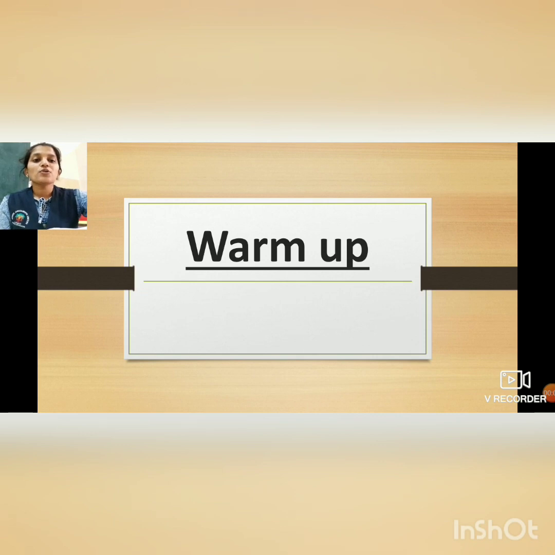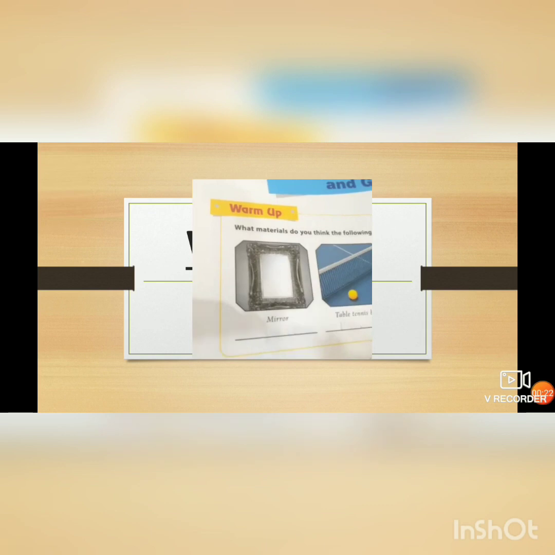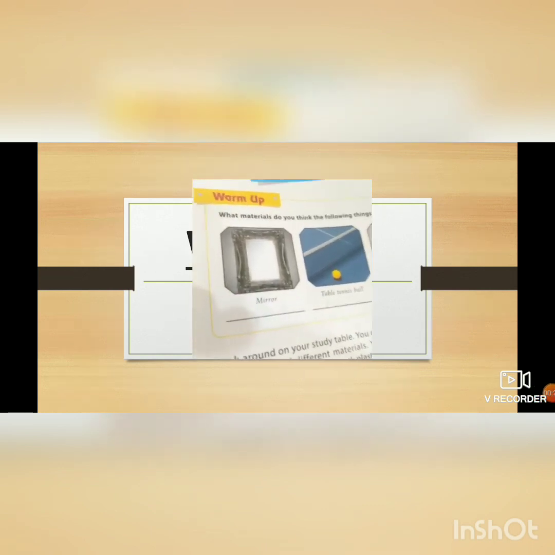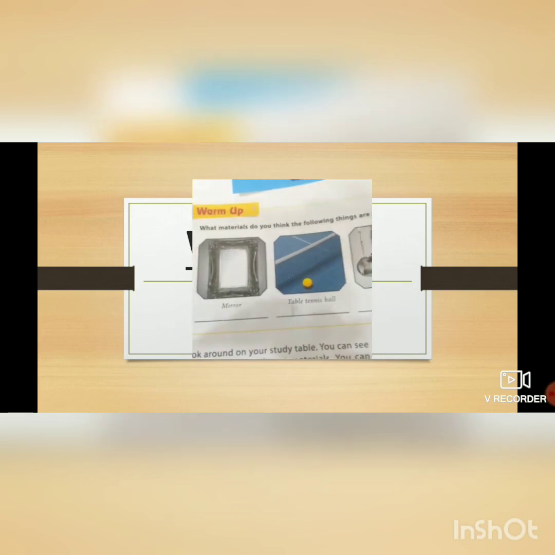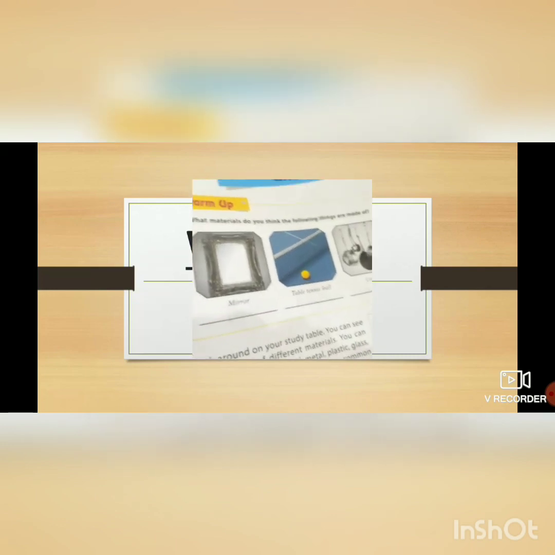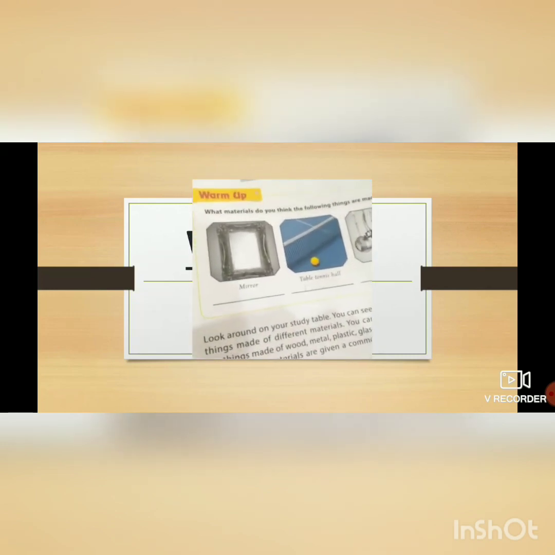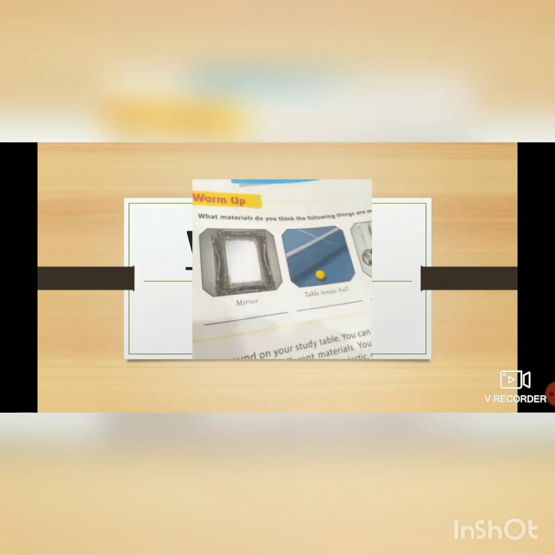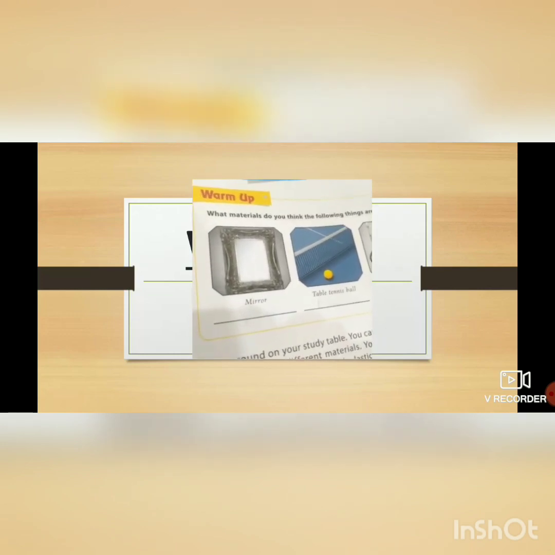So students, now we are going to start with our lesson, that is solid, liquids and gases. But before starting that, we are going to solve one warm-up activity. For that you have to open page number 46 of your science textbook. In this warm-up activity we have to solve what materials you think the following things are made of. Here we can see that there are different objects in 4 columns or boxes, and we have to write what materials have been used to make that object.